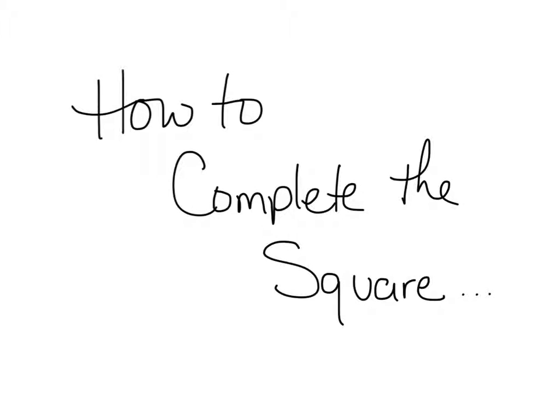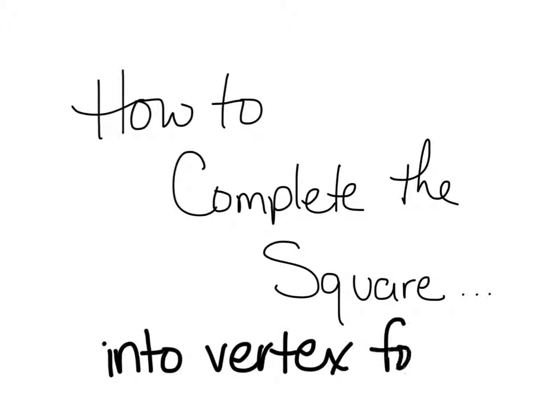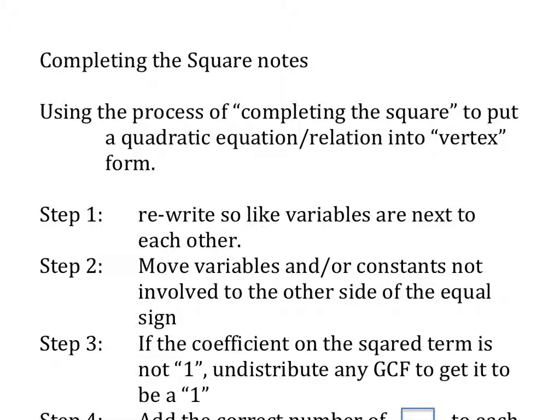Okay, how to complete the square and put something into vertex form. Okay, so for a parabola, you can take your time and go through these notes, but I'll just briefly do the highlights. The process is called completing the square, and what we're going to do is go from general form or standard form and switch it so that it looks like vertex form.